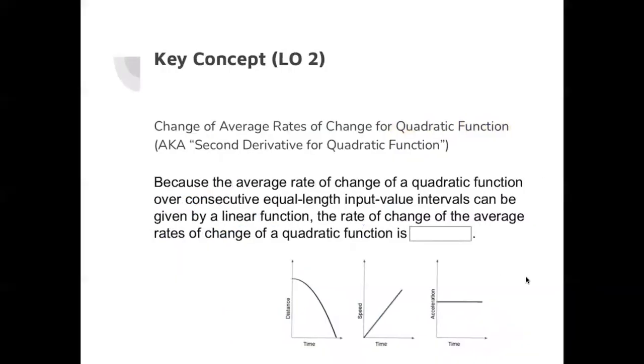What about for a quadratic function? Because the average rate of change of a quadratic function over consecutive equal length input value intervals can be given by a linear function, the rate of change of the average rate of change of a quadratic function is a constant. I'll also explain this to you guys, okay?